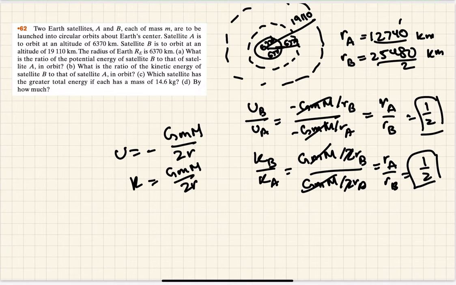Part C, which satellite has the greater total energy if each has a mass of 14.6 kilograms? Well, we know the value of E, the energy. Which one has a greater energy? Well, that's just going to be the one with a smaller value of R, the smaller radius, because radius is in the denominator of all forms of energy. And so when you have a smaller denominator, you're going to have a larger value. So the larger energy would be the satellite with the smaller radius. And so technically, you would say that A has the larger magnitude of energy.